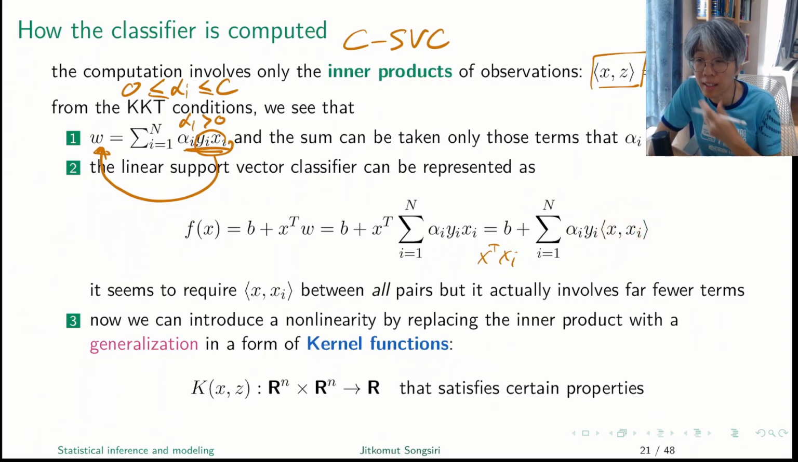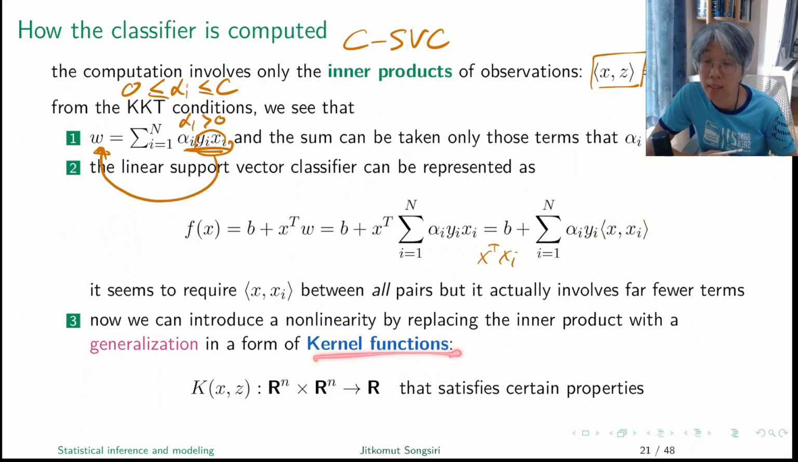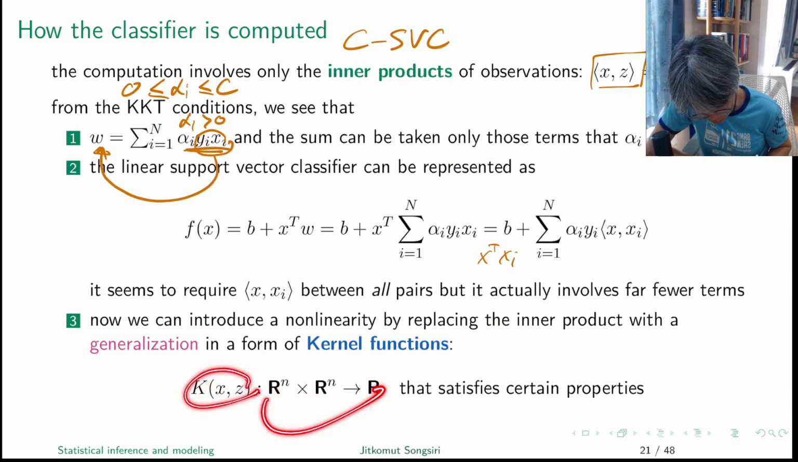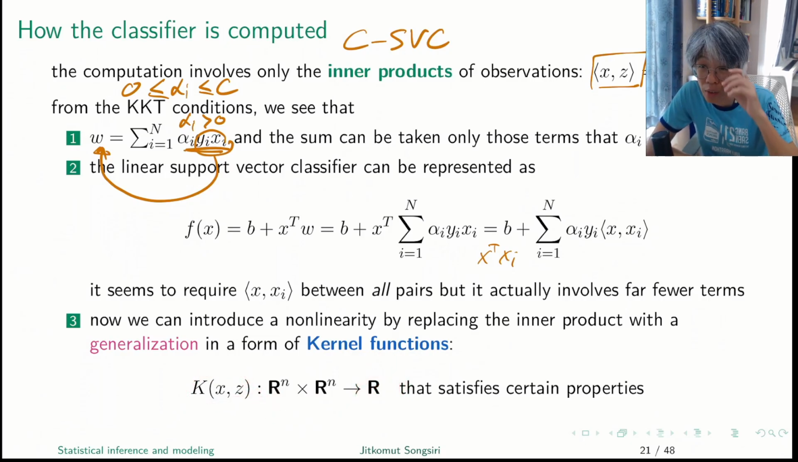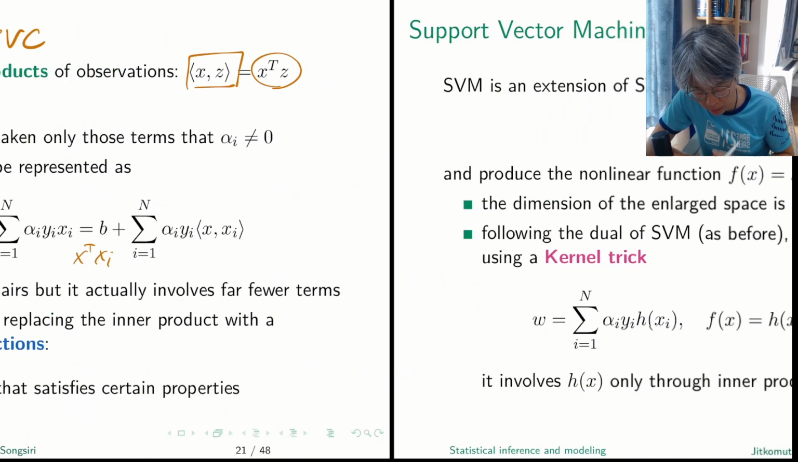Now we can generalize this concept. How can we think of this inner product in a more general way? That's the idea of the kernel functions. A kernel function is a function of two arguments, a pair x and z from the product space R^n and R^n, and it returns a scalar value. The kernel function will have certain properties.